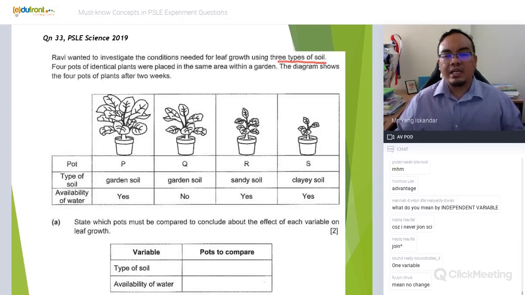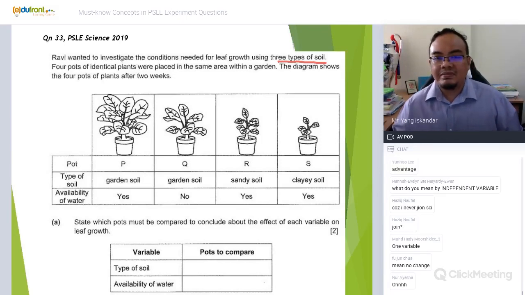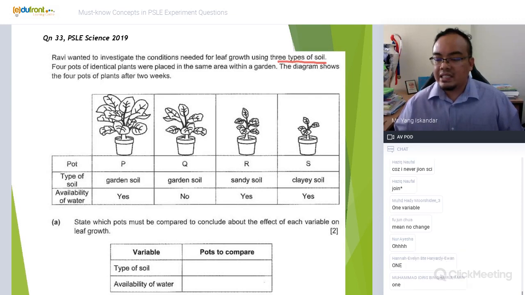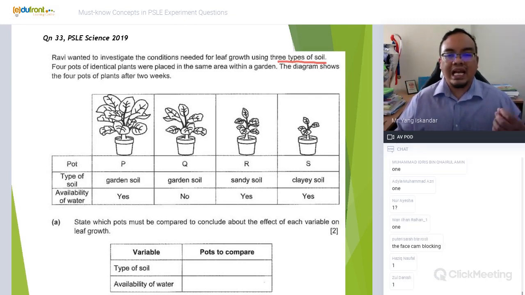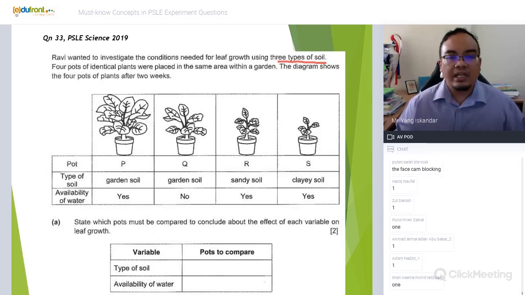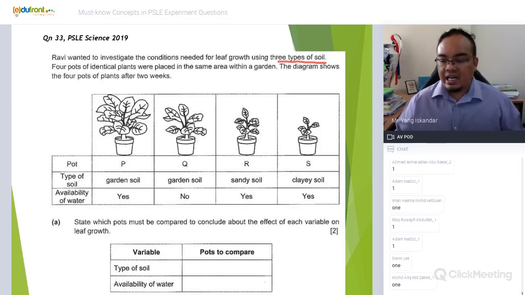And very importantly, there can only be how many change variables in one experiment? How many change variables in one experiment, class? Only one. Very good. There can only be one change variable. Otherwise, it will not be a fair test. Otherwise, it will not be a fair test. Right? Okay. So you can see here.